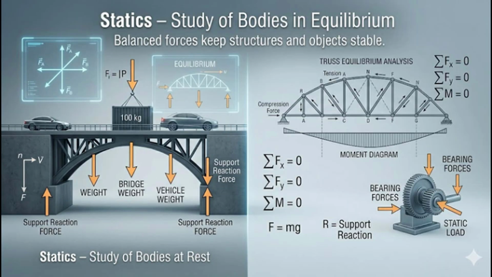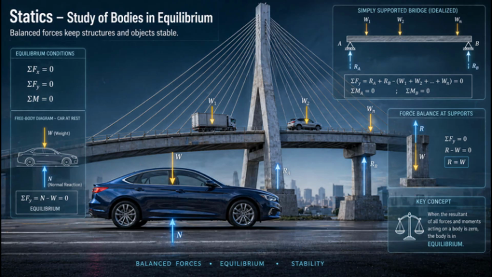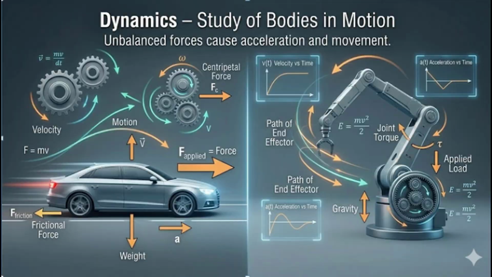Statics deals with bodies that are at rest or moving with constant velocity. In such cases, all forces acting on the body are balanced and the body is said to be in equilibrium. Examples include a parked car or a stationary bridge. Dynamics, on the other hand, deals with bodies in motion when forces are unbalanced.